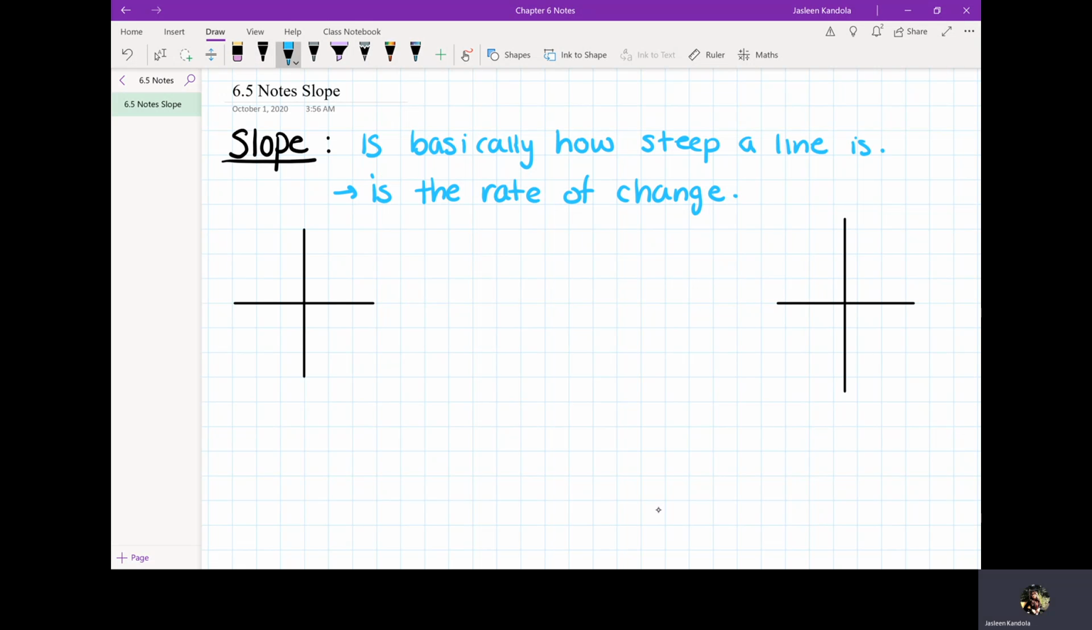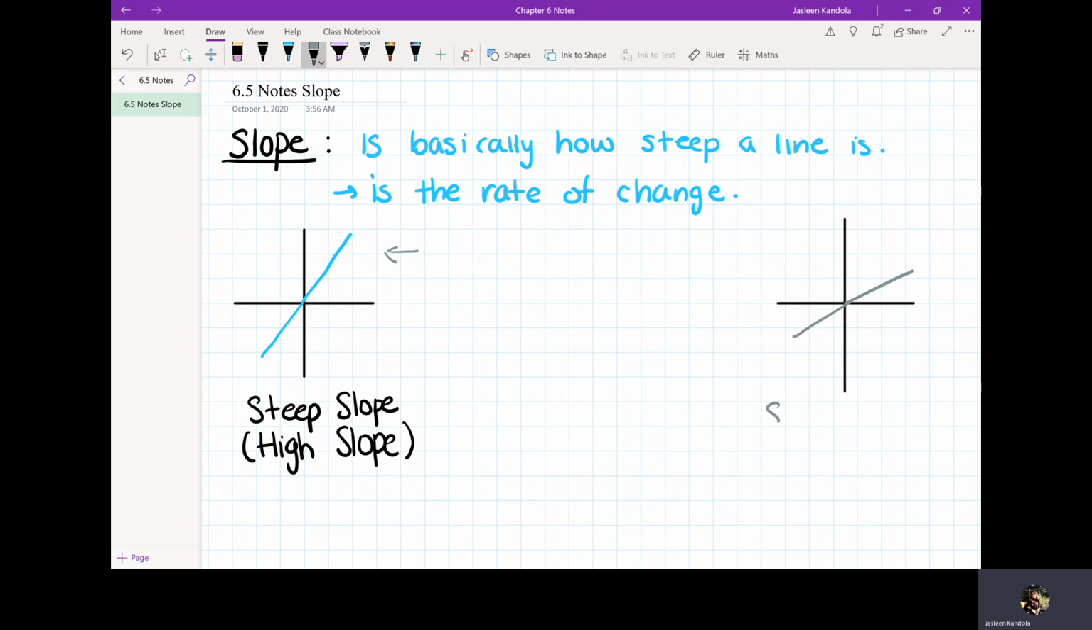So when we have a graph that looks like this, we would say that this has a steep slope, because it's high, right? The rate of change is going faster compared to the next one we will do. And then if we have something like this, we say this is a shallow slope. It's not quite steep compared to this one over here.